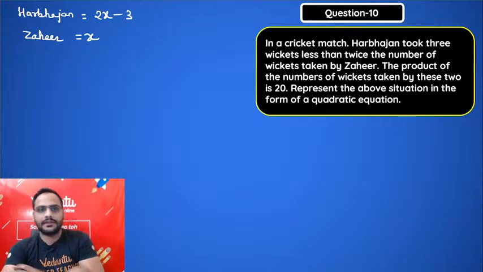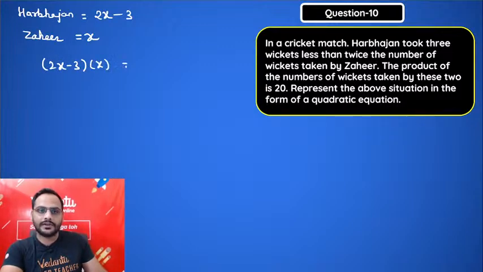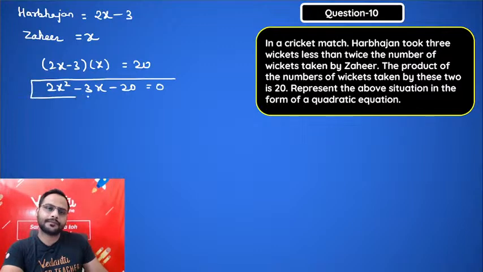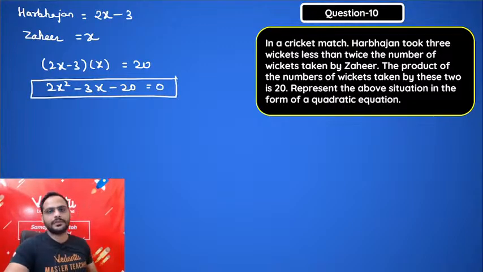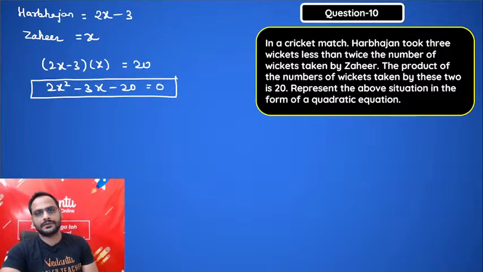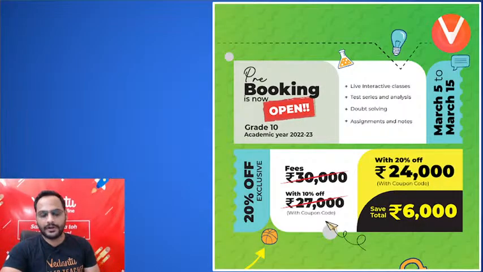Okay. Now the product of the number of wickets taken by these two is 20. The product कर लो: (2x minus 3) into x is equal to 20. So 2x square minus 3x minus 20 equal to 0. This will be your equation. ठीक है बच्चा, this will be your equation. Okay, अब no need to solve it because they have only told to represent it in the quadratic form. Alright bachcho, so this is all.